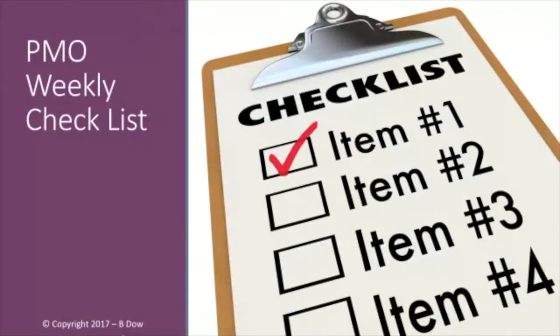Okay, so step 5 in the process is about getting a PMO weekly checklist set up, right? So what are you expecting your staff to do? If you're running a directive PMO and you're saying thou shalt do this, thou shalt do that, these weekly checklists are critical. But let's just think about the weekly checklist in general. What do you expect your program and project managers to do on a weekly basis?